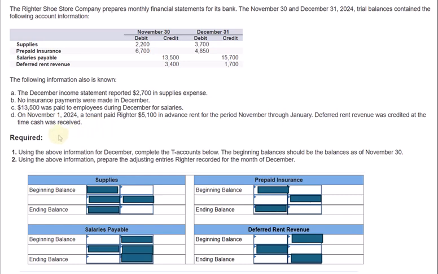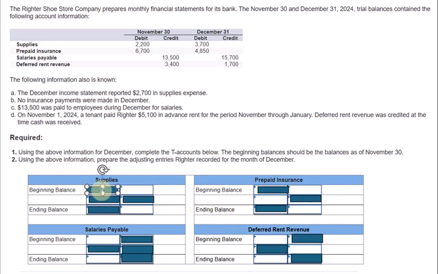Okay, now let's look at our requirements. First, we're going to use the information and we're going to complete the T accounts that you see below. The beginning balance should be the balances as of November 30th. And then we'll prepare adjusting entries. That's the second point. All right, so let's enter the beginning balances.